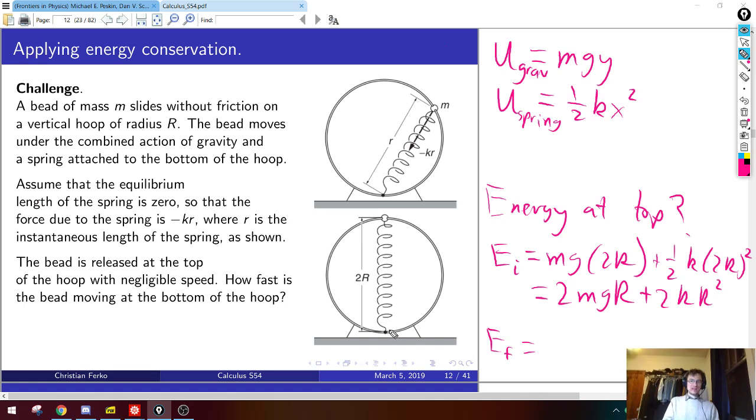This thing slides to the bottom of the hoop, and when it hits the bottom, it's moving with some speed v. So the kinetic energy is 1/2 mv², right? That's it. Okay, so we don't need to solve for what v is? That's what we're trying to do, right? We're going to set EI equal to EF and solve for v.